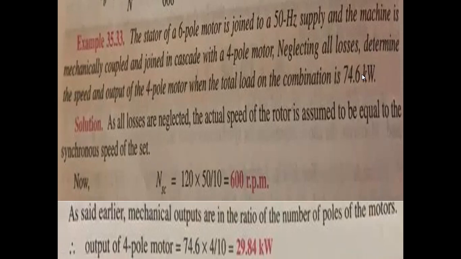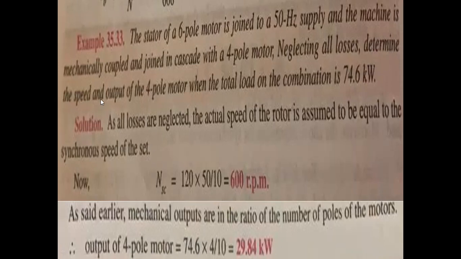As said earlier, the mechanical outputs are in the ratios of the number of poles of the motors. So the output of the 4-pole machine is 74.6 into PB by PA plus PB. The respective motor you are finding goes in the numerator: 74.6 into 4 by 10. The output of the 4-pole motor is 29.84 kilowatts.